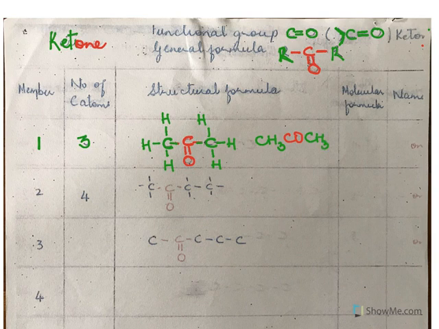Now this is a 3 carbon. 3 carbon means you write propane, and the E you will take away and put O-N-E: propanone.